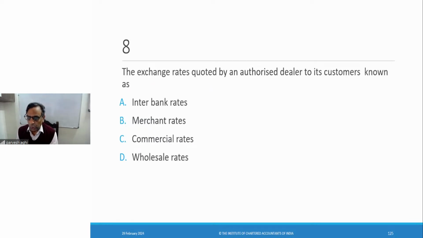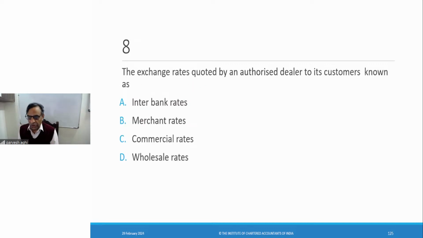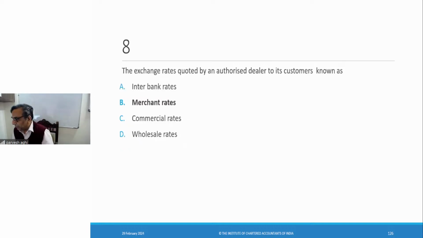Eighth: the exchange rates quoted by an authorized dealer to its customer is known as what? Seventh was A, right? Eighth: the exchange rate quoted by an authorized dealer to its customer is known as merchant rates. Okay, so we know that. Let's see how many people have answered right. Eight is B. Please explain question number 6.